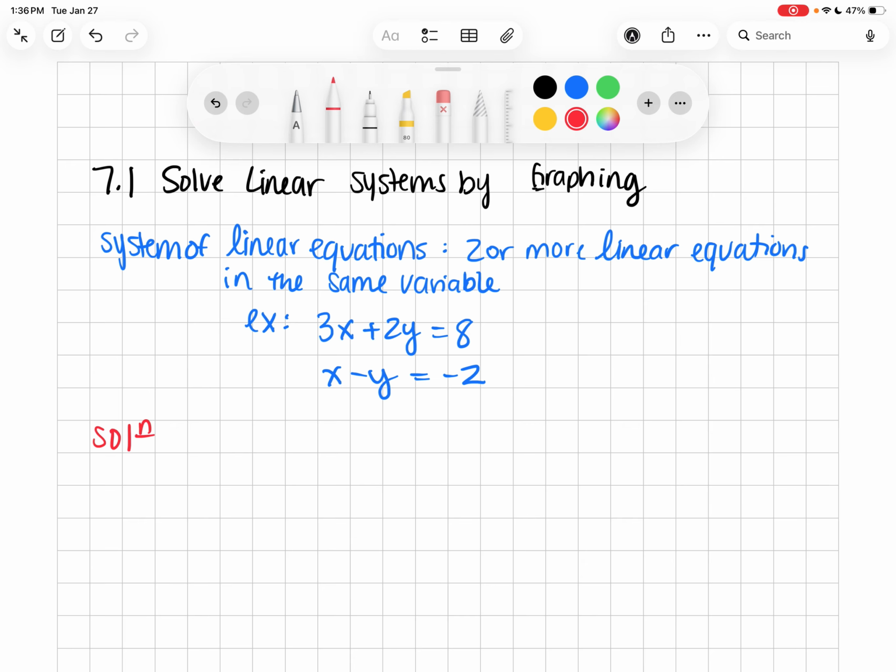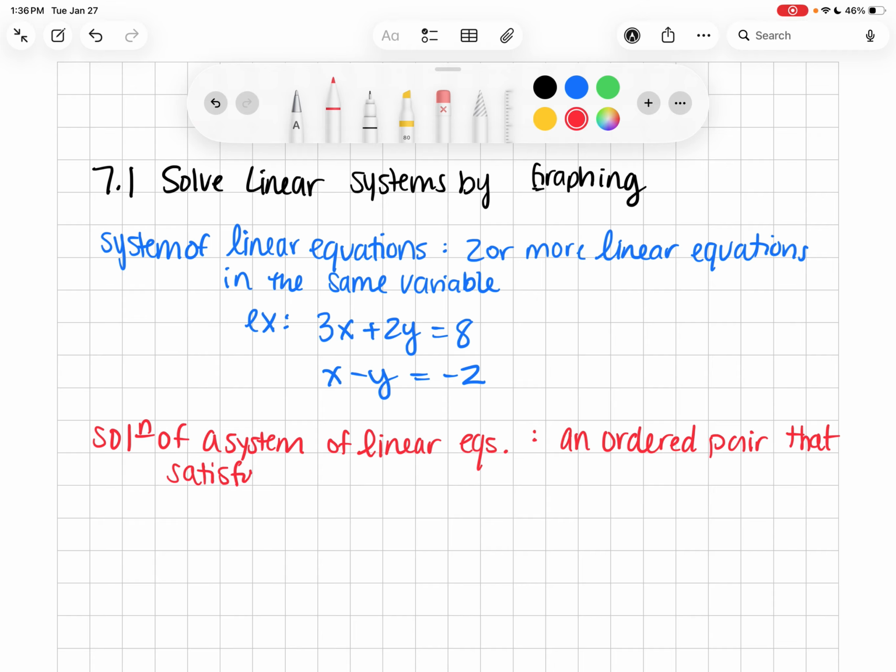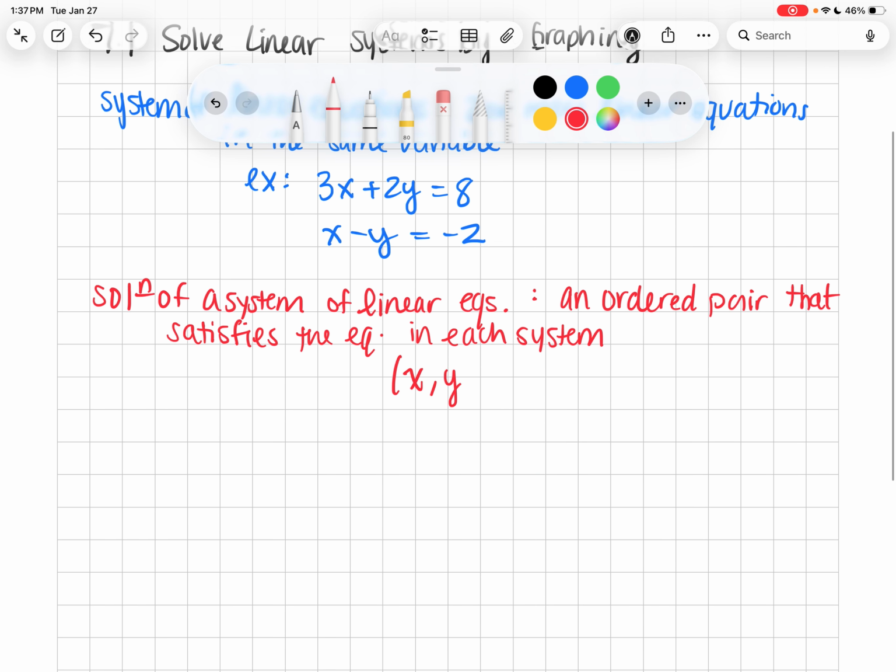A solution of a system of linear equations is an ordered pair that satisfies the equation in each system. So our answers are always going to be in the form x comma y. They're a point on the graph.